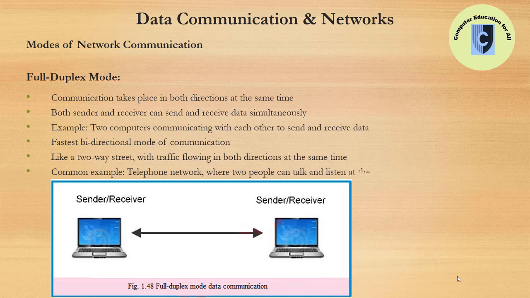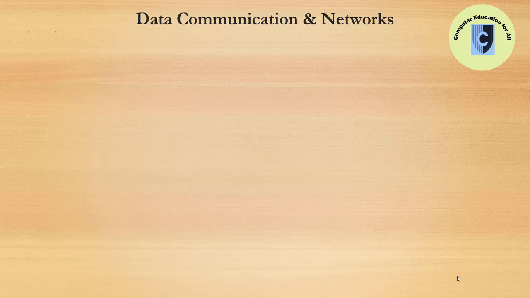One common example of full duplex communication is the telephone network. When two people are communicating by a telephone line, both can talk and listen at the same time.